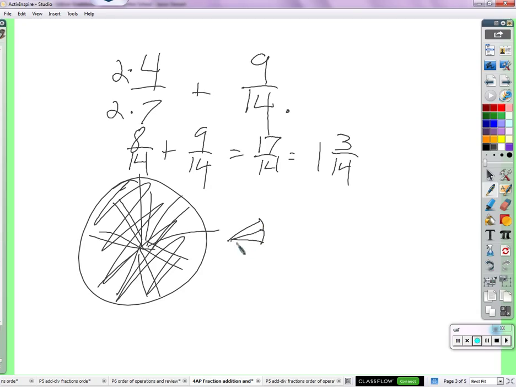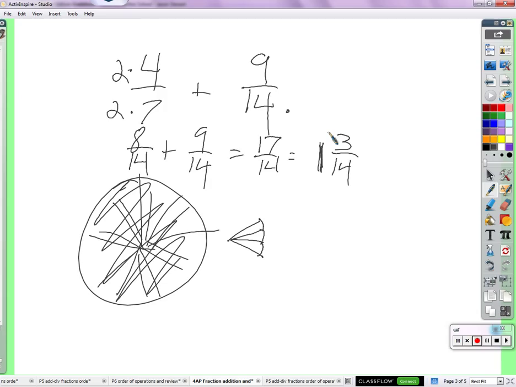There's the 14th, and there's the 14th, and there's another 14th. 1 3/14. How many 14ths? If I just counted the number of 14ths that I have, how many here? 14, 15, 16, 17. So when I say 17/14, if I were to throw them all out there randomly scattered, I could assemble 14 of them into how many? A whole thing, and then I have 3 left over.